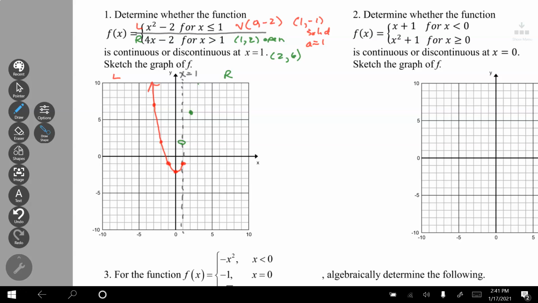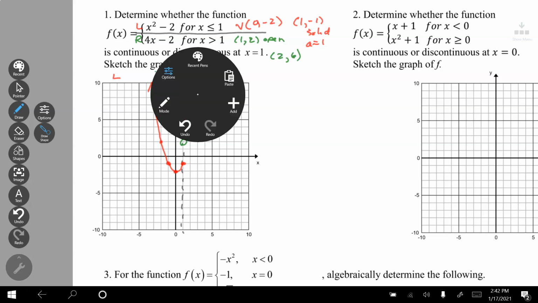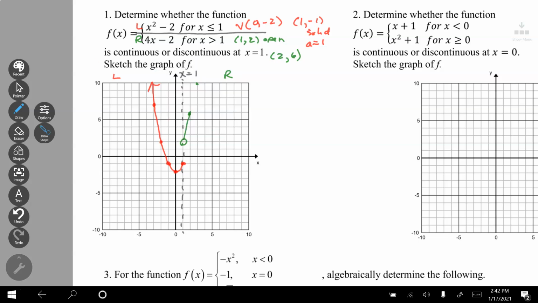And now you can just get a nice line, and that's a terrible line. So I'm going to erase it and try it again. And there we go. And that's the right piece. And now I have my graph drawn.